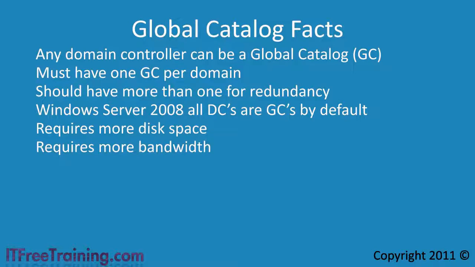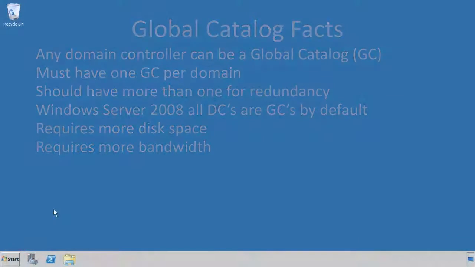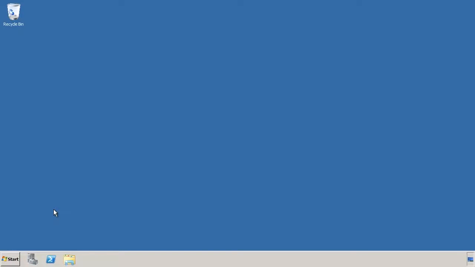For these reasons, this is why Microsoft makes all domain controllers global catalog servers by default. You can always switch this off when you promote the server, or later on if you decide to. I will now change to my Windows server to show you how to change a domain controller to a global catalog server, or change it back if it is no longer required.